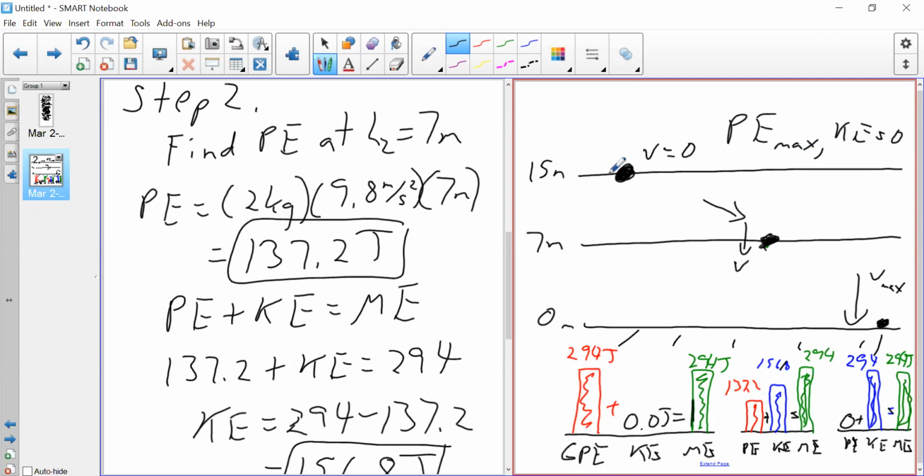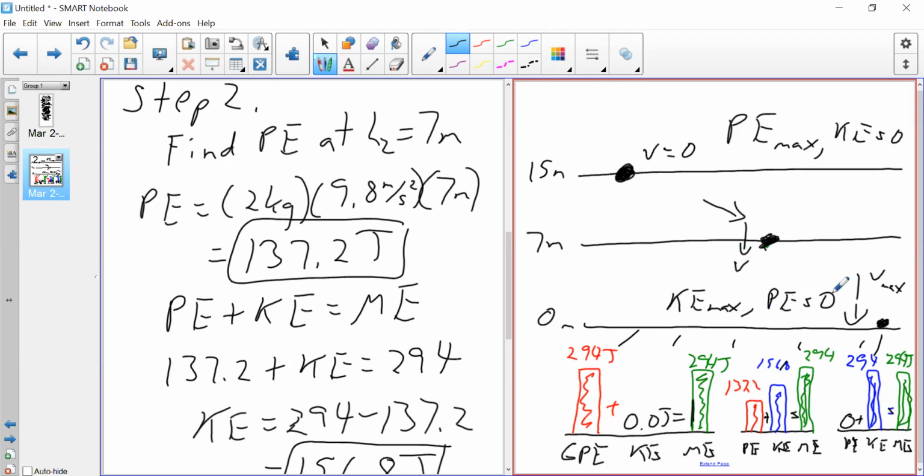It's maximum because it's maximum height and it's at rest, so KE is 0. And then at the very bottom, KE is maximum, PE is 0. I can write that out better. Because now it's hitting the ground at maximum speed, so it has maximum kinetic energy. No height, so potential energy is 0.